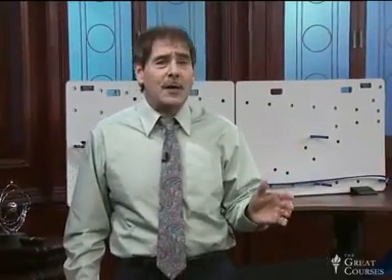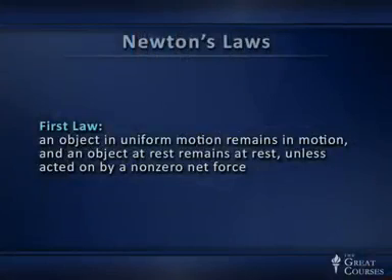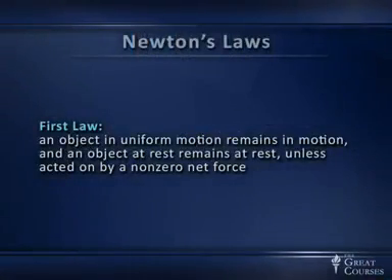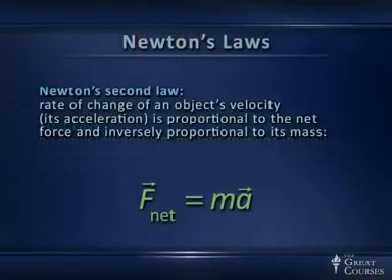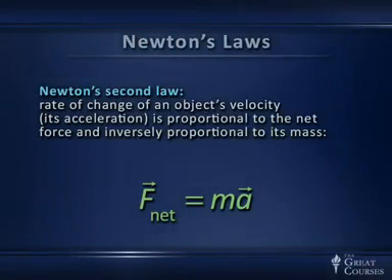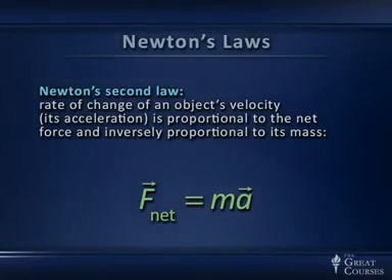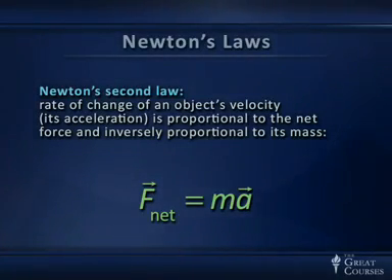So let's take a look at Newton's first and second laws. The first law, again, simply restates the law of inertia. It says an object in uniform motion remains in motion, and an object at rest remains at rest unless acted on by a non-zero net force. It's subsumed by the second law that says the rate of change of an object's velocity is proportional to the net force and inversely proportional to its mass. And there I've written the equation F net, and I want to emphasize net, and I'll say more about that in a moment, equals mass times acceleration.